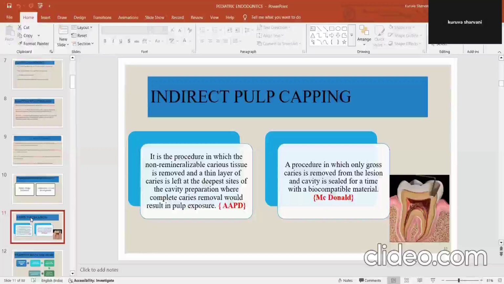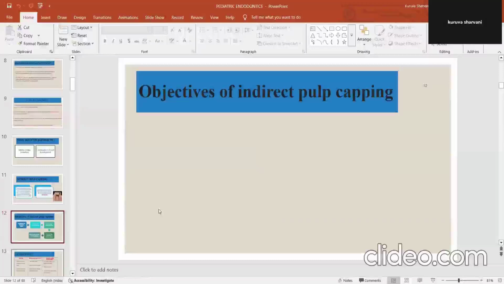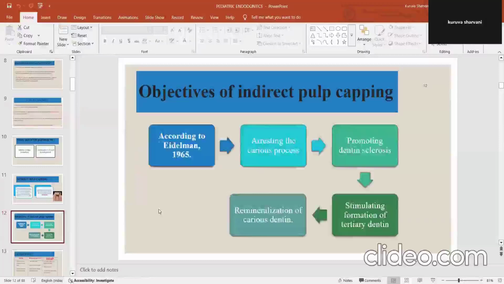According to models like McDonald's, the caries is grossly removed, followed by placement of a suitable biocompatible material. What are the steps and objectives involved here? Indirect pulp capping includes first arresting of the caries process. Next, it helps in protection of dentin, followed by formation of tertiary dentin and remineralization of carious dentin.